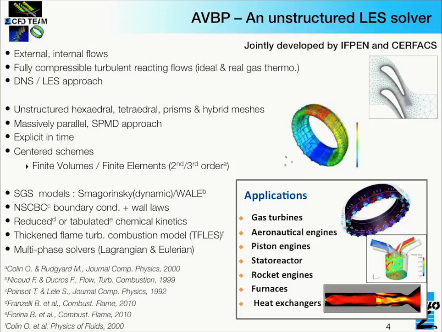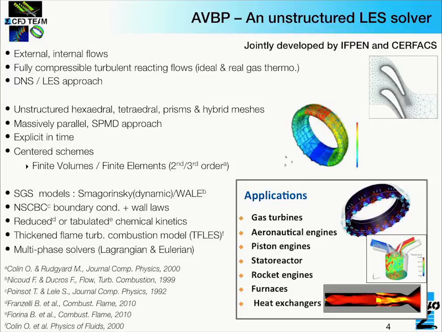So it has a list of a series of different modeling approaches. For the subgrid scale models, the classical Smagorinsky model, but also the dynamic model, and also the WALE model, that is interesting to get a correct behavior of the wall flows. We use acoustic boundary conditions. We use reduced or tabulated chemical kinetics. As I already said, we use a thickened flame turbulent combustion model. And we have a multi-phase solver. So this code has been applied to many different practical systems, but again, I will focus today on aeronautical burners.